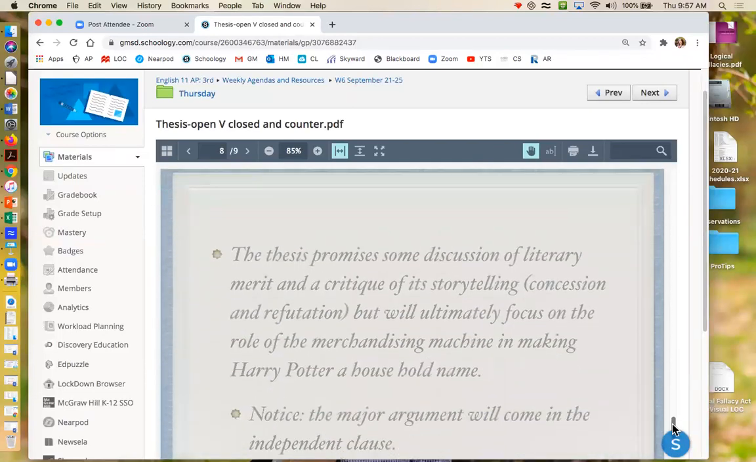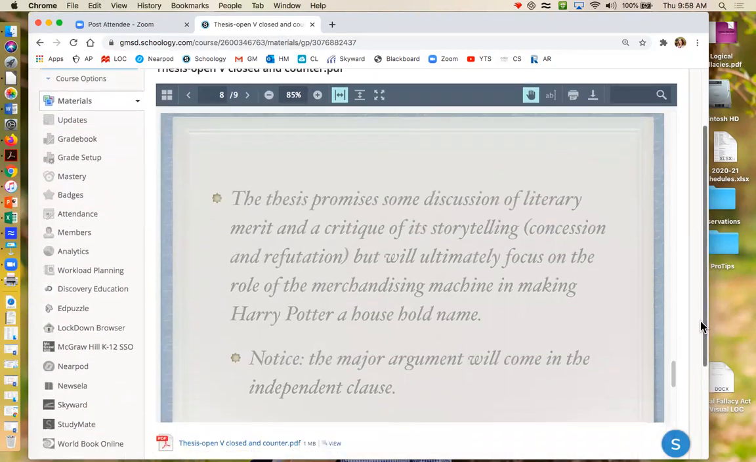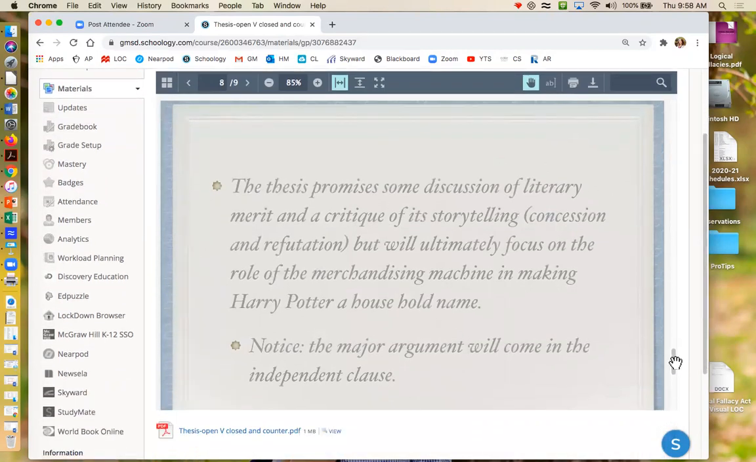So this particular thesis promises some discussion of literary merit and a critique of its storytelling, which is the concession and refutation again, but it ultimately is going to focus on the merchandising part. Okay, so keep in mind that when you're writing, the majority of the argument, or the major argument, is going to come from your independent clause.